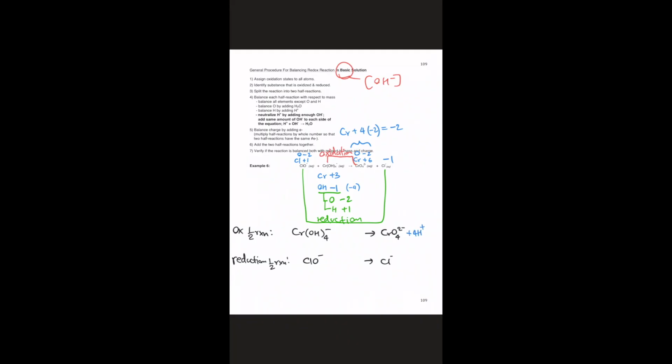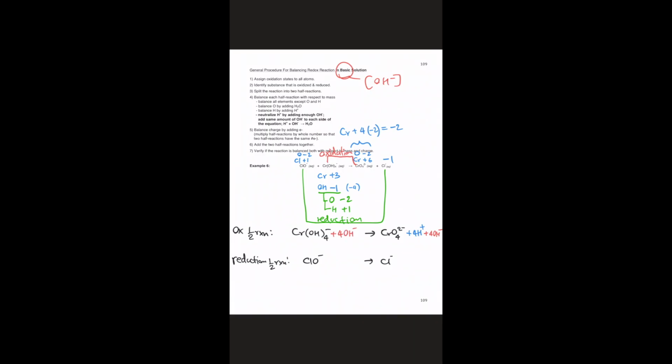Okay, and because this is a basic solution, you will not see protons floating around. The proton indicates acidic solution, hydroxide indicates basic solution. Therefore, we will need to neutralize this added acid. In order to neutralize this, you will need to add hydroxide. So you have 4 protons, you're going to add 4 hydroxide ions. And you have to add to both sides, because if you don't, then you are not going to have a balanced equation.